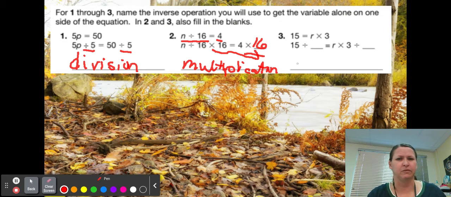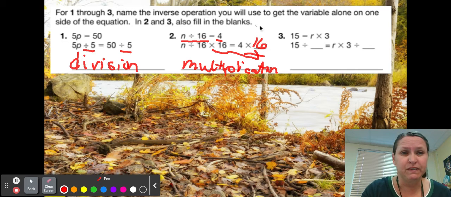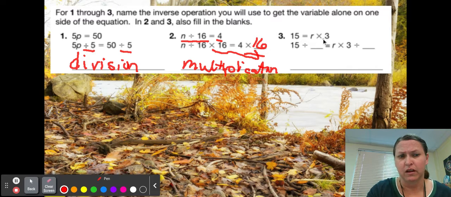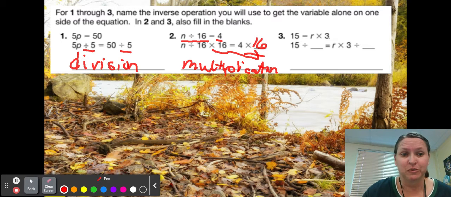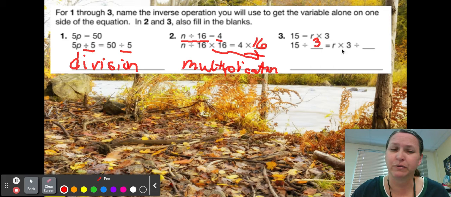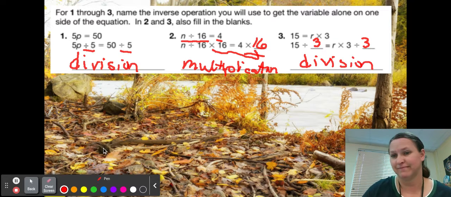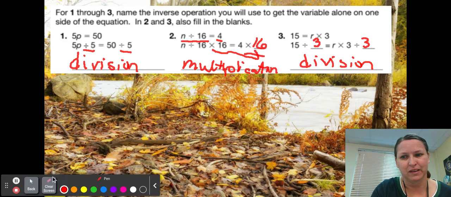Next, let's look at number 3. 315 equals r times 3. What is my variable? My variable is r. What are they doing to r? They're multiplying by 3. How do you do the opposite of multiplying by 3? You divide by 3. So right here they have the division sign, and I just put my 3 here, and I put my 3 here. What is the inverse operation they are using here? It is division. That wasn't too hard, was it?